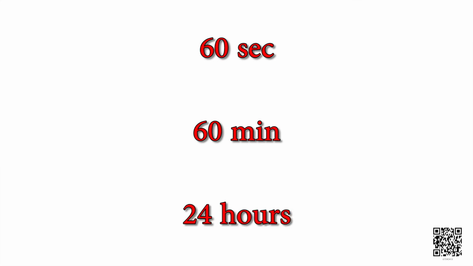So for example, let us talk about seconds. We know that there are 60 seconds in a minute, 60 minutes in an hour, and 24 hours in a day. Hence, we can multiply and find out the number of seconds in a day, that is 24 multiplied by 60 multiplied by 60, which will give us 86,400 seconds in a day.